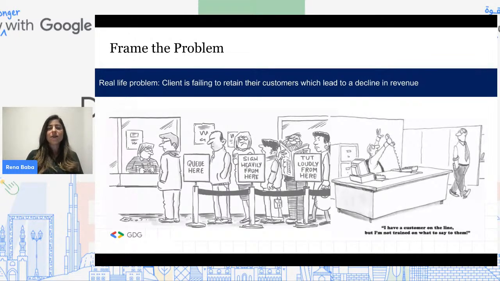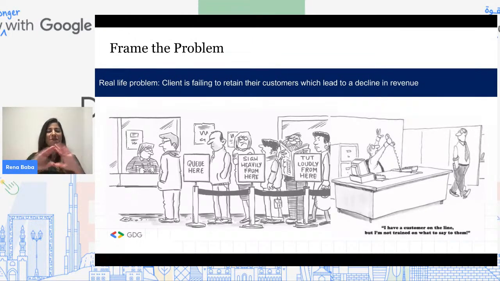Now, normally, if you are just going to take that information, you are going to say, okay, so now I need my machine learning model to predict which customers are going to leave the company and leave us, and how do we retain them, basically to maintain the revenue or to increase the revenue. And that seems very simple, and sadly it's never like that.